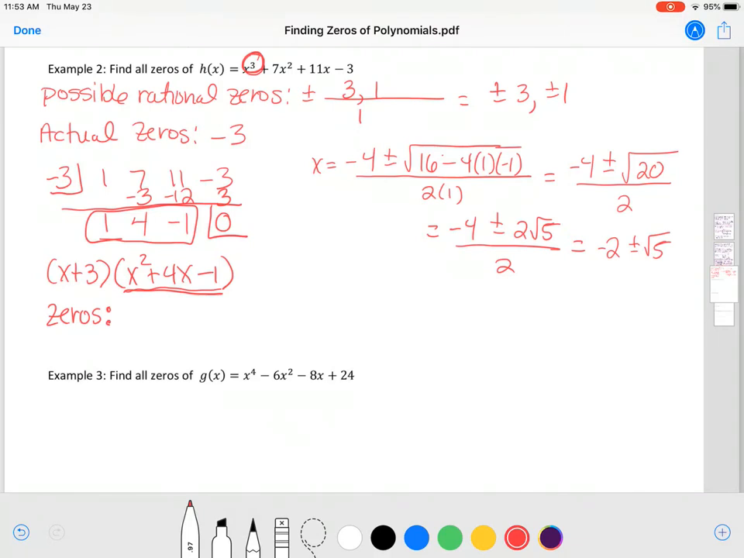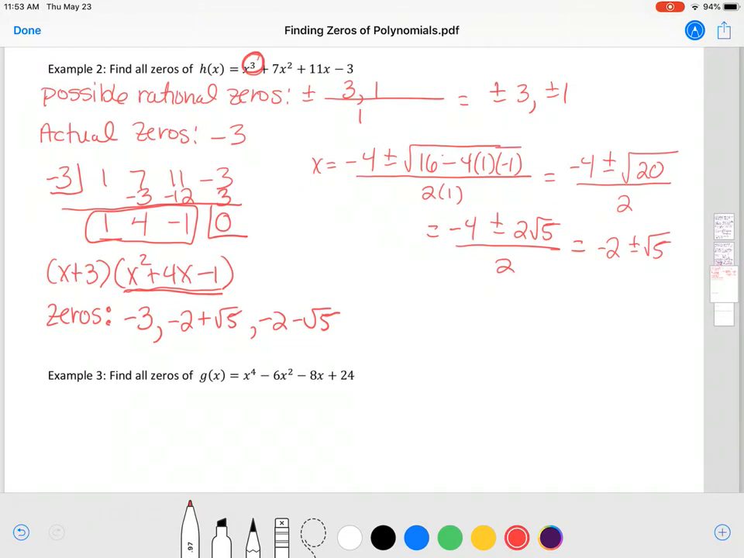So we found the first one using the rational zero theorem. That was negative 3. And then we found the last two by using the quadratic formula. So that's minus 2 plus the square root of 5, and minus 2 minus the square root of 5. Now these are all real numbers. So all of these are additionally going to be x-intercepts. So when I look at the graph, this is where it's going to be crossing the x-axis.